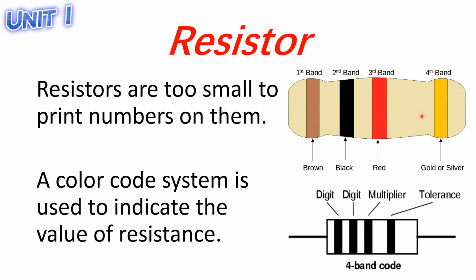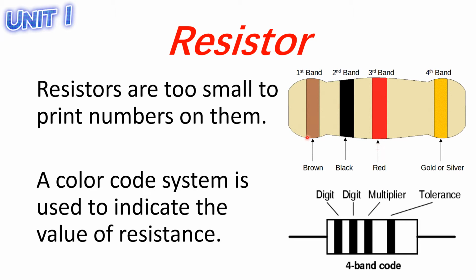For example, we will be using the 4 bands here. Each band has a meaning. Band 1 and band 2 are your digits, meaning they are just your whole numbers. Your band 3 is your multiplier, and your fourth band is the tolerance. Tolerance is like the minimum and the maximum amount the resistor can hold or control your current. Your multiplier, as the word itself says, will multiply the number.